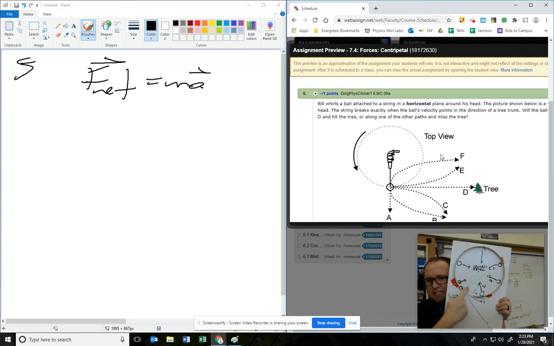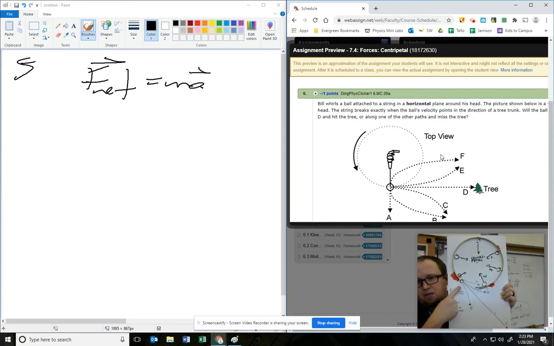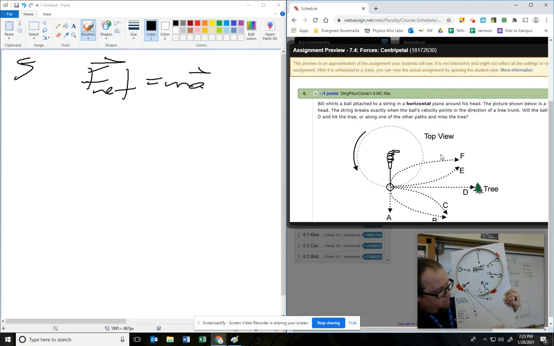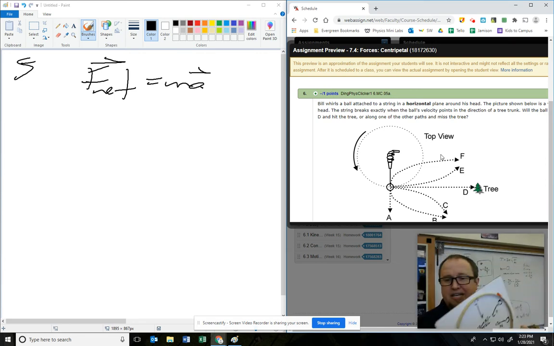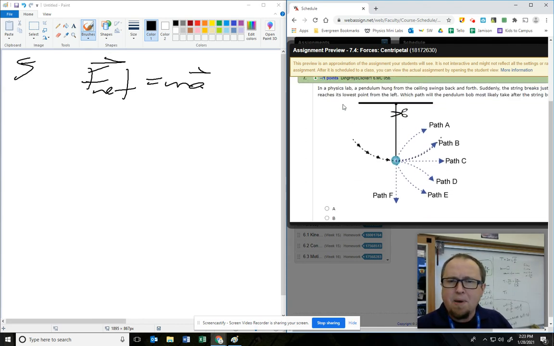As soon as it doesn't have that centripetal force acting on it, what path does it take? Straight line. So in this case, what would that letter be? D, I think. Guess you'll click it and find out. What path will this take?